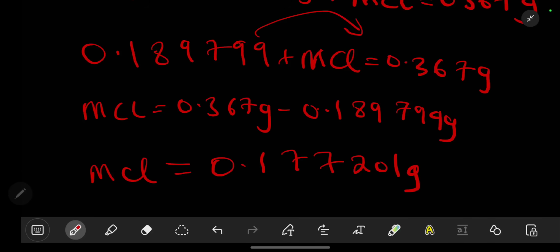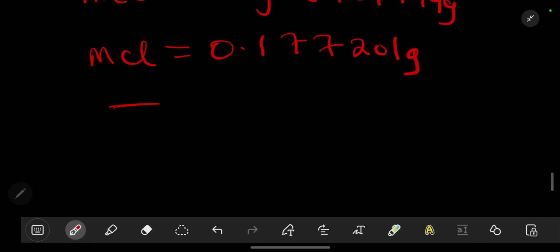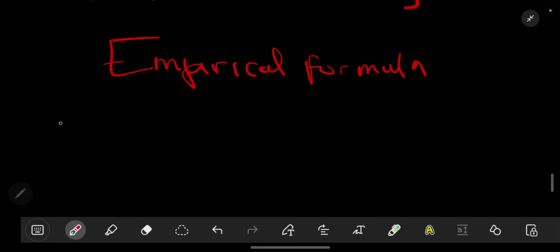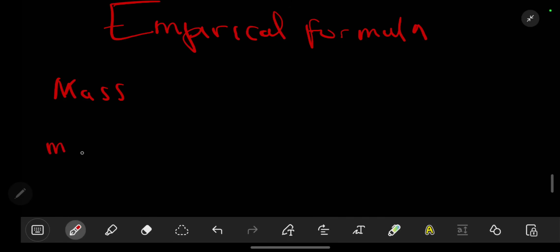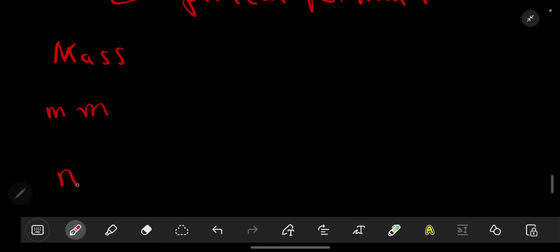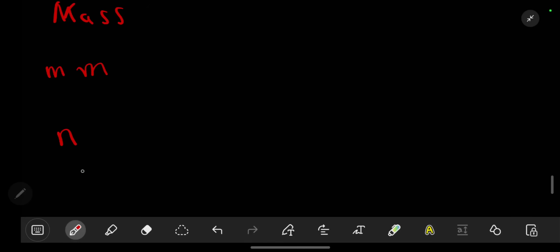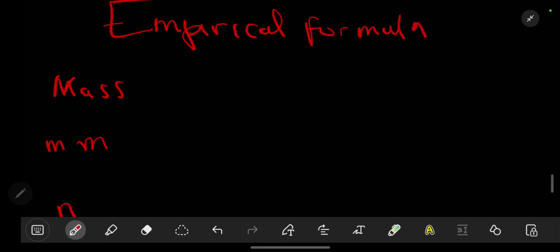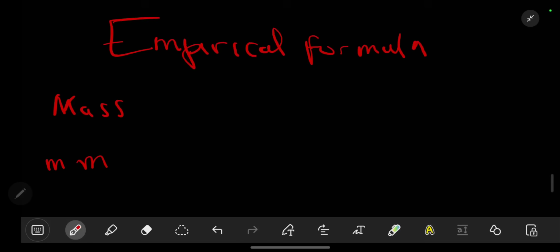Then all we have to do to find the empirical formula is the following. We are going to write first the mass, then the molar mass, then the number of moles, and from there we are going to write the ratio. So just follow this order: mass, molar mass, moles, ratio.